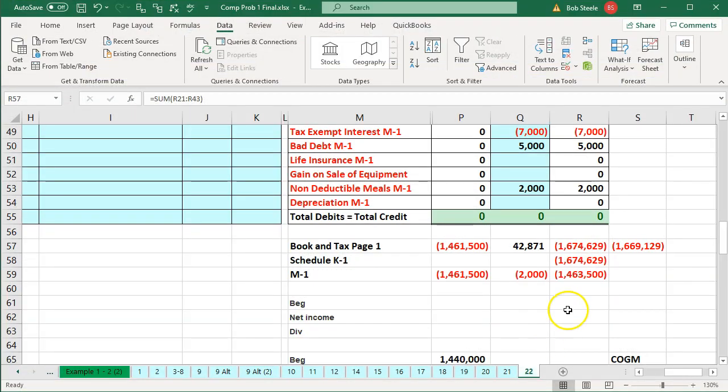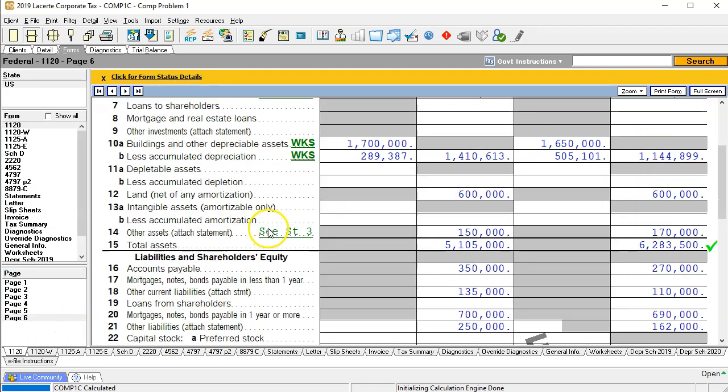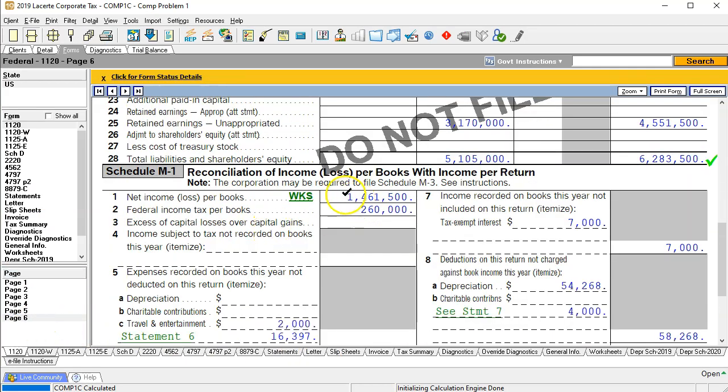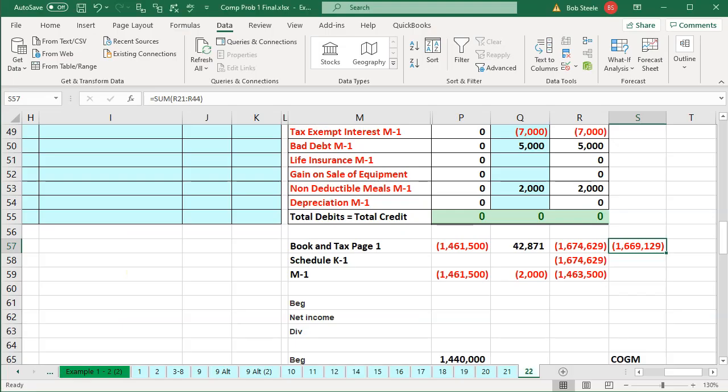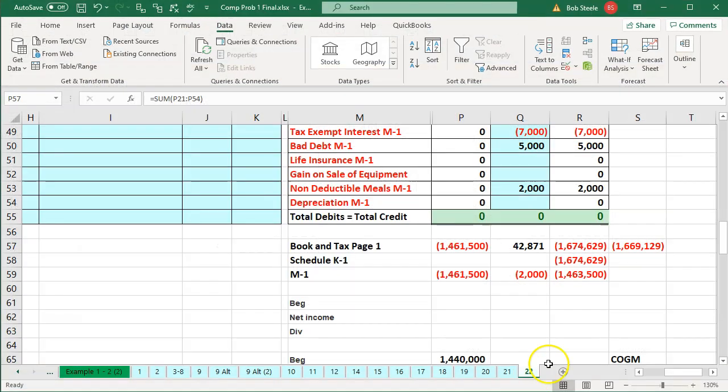Then we have the 1669129. So that's going to be the 1669129. That looks good. Let's go then to page 6. Take a look at our M1 book value 14615. That's the 14615. That looks good. Let's take a look at the ending number in the M1. 1674629, and we have the 1674629. So we look good. Let's move forward.